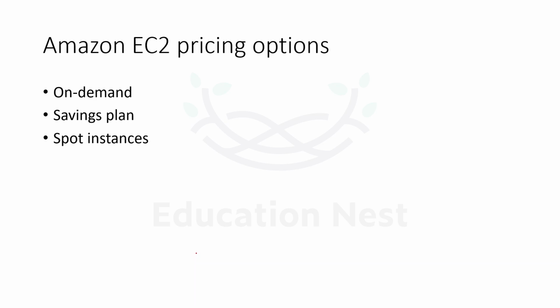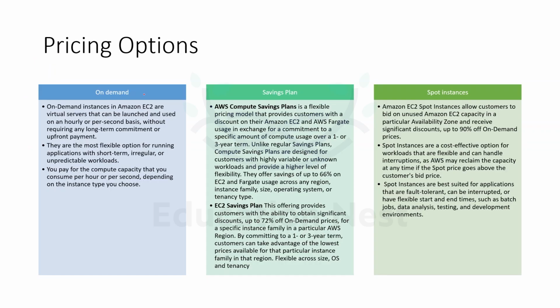So the last topic for this particular module is EC2 pricing options. We have three different pricing options: on demand, savings plan, and spot instances. When we talk about on demand, these are the instances, as the name suggests, that can be launched and used according to the demand.